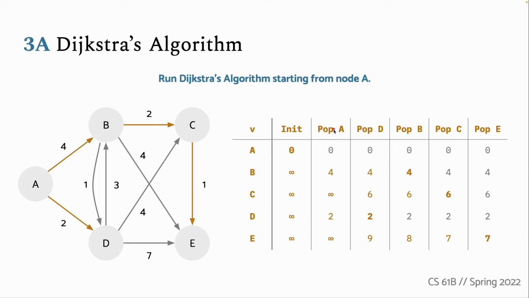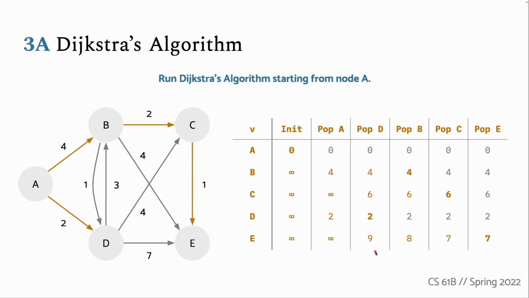We pop A and we update the values for both of its children. So B gets updated and D gets updated. Now we pick the smaller of the two children and pop that as well. So we pop D first. And again, once we pop D, this value gets locked in. We update both of D's children. So E gets updated with 9, which is the sum of how long it takes to get to D, plus the distance between D and E. So that's 9. And likewise, we do the same thing for C.